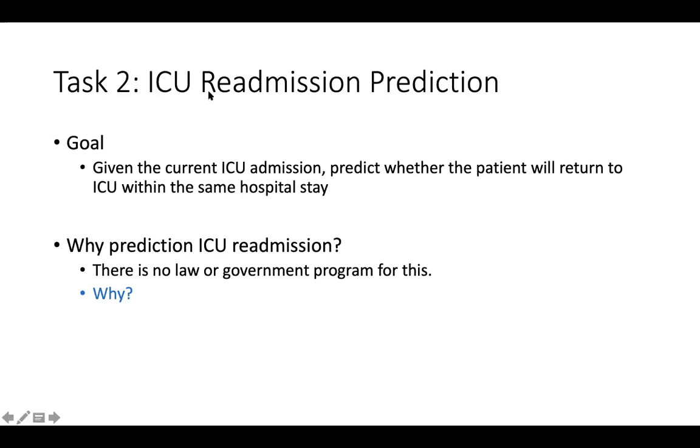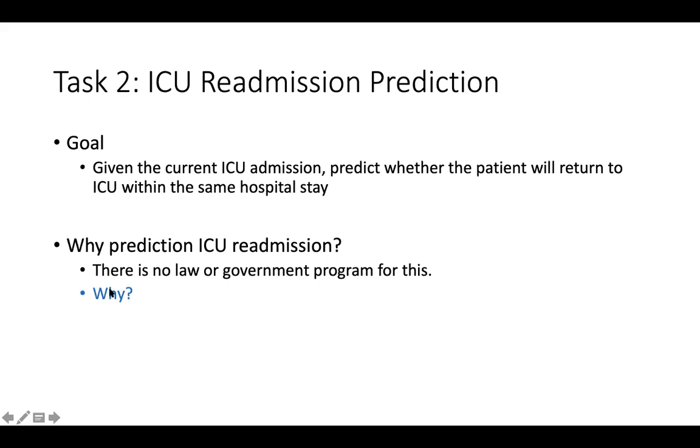So task number 2 is ICU readmission prediction. It is still a readmission prediction, which means that it is a binary task, but the way you pre-process the data has to change, because the task is now, given the current ICU admission, predict whether the patient will return to the ICU within the same hospital stay or not. So the scope has come down to a single hospital stay. Before, in hospital readmission prediction, the scope was the lifetime of the patient. So we were focusing on a single patient, but now we're focusing on a single hospital stay.